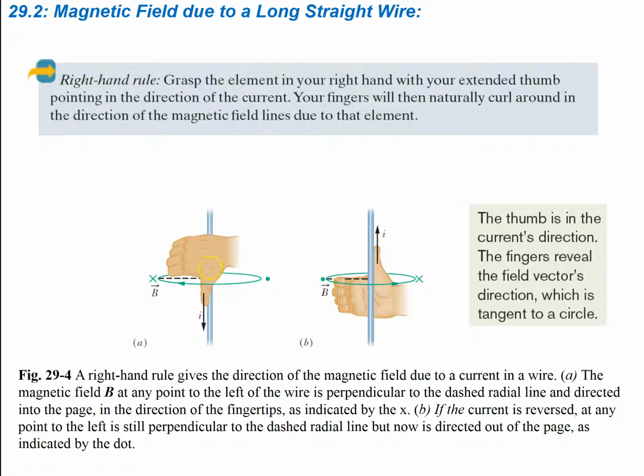So if you're looking at this one, if the current is going down, since our fingers are curling around towards the backside, we say that the field is going into the page here and out of the page over here. And then opposite for the opposite case. So if the current is going up, your thumb would be pointing up. You're curling your fingers around, so it's going to be going into the page here and out of the page over here.